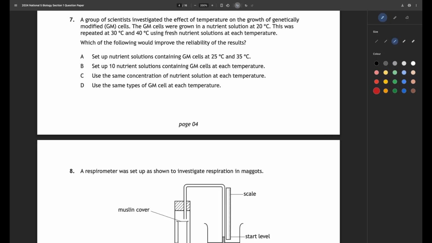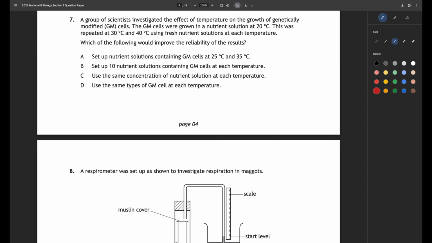So would we set up the nutrient solutions containing GM cells at 25 and 35 degrees? Well, all we're doing there is increasing the number of temperatures that we're using, not actually repeating the experiment more times at the temperatures we already had. So it's not going to be A. B is going to be set up 10 nutrient solutions using GM cells at each temperature. That sounds perfect to me. That sounds like the right answer.